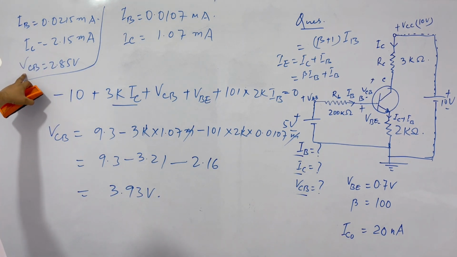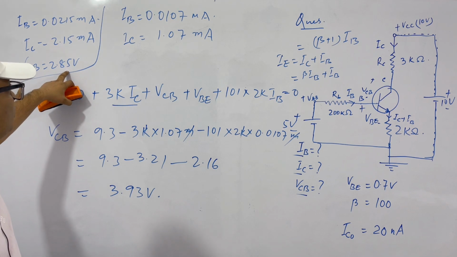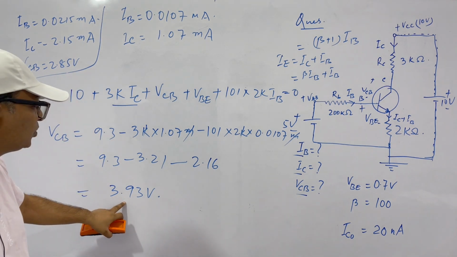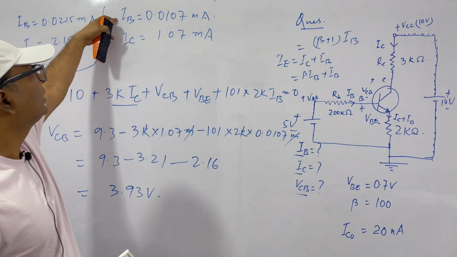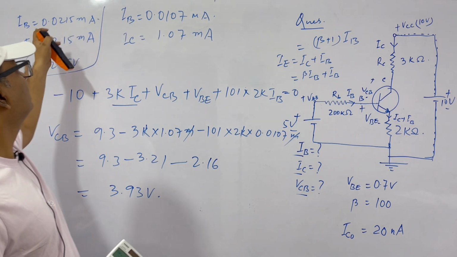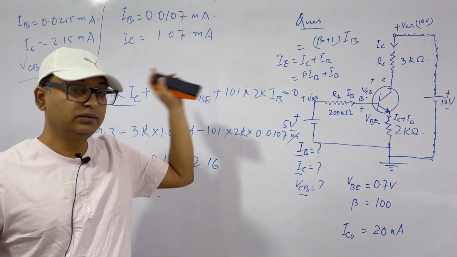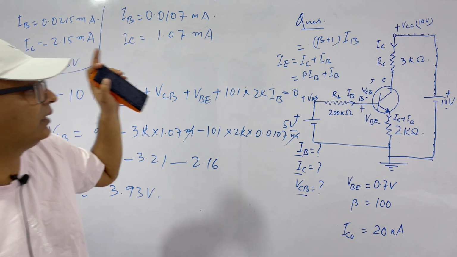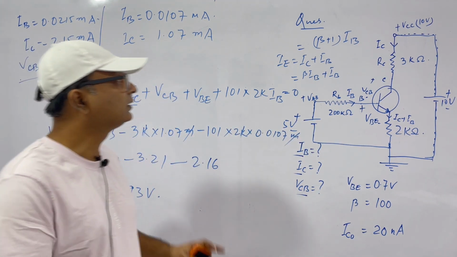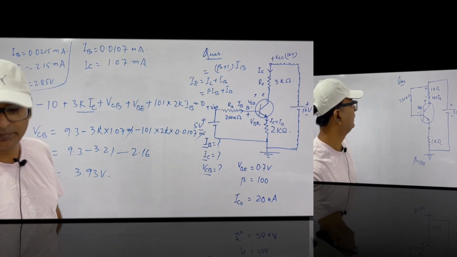See, initially the collector to base voltage was 2.85. Now it has increased to 3.93. But our base current and collector current are almost half of the first value, that is when we had no emitter resistance. Clear? This is the way we solve the question.